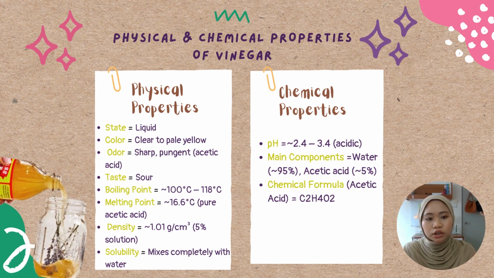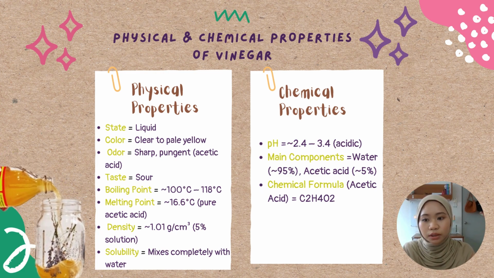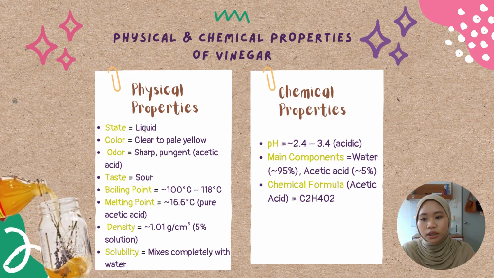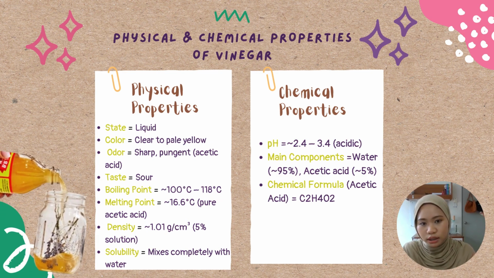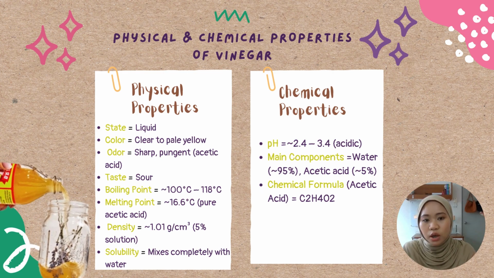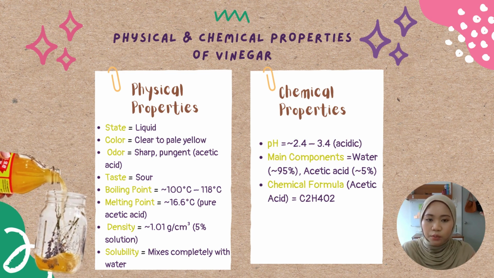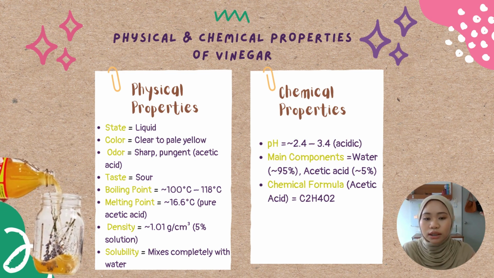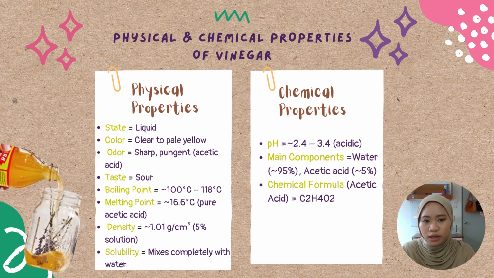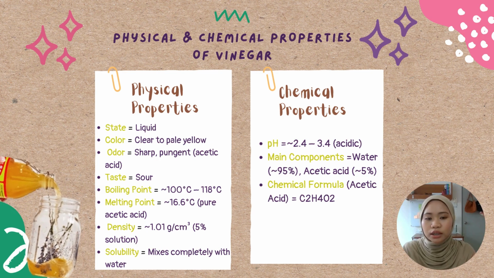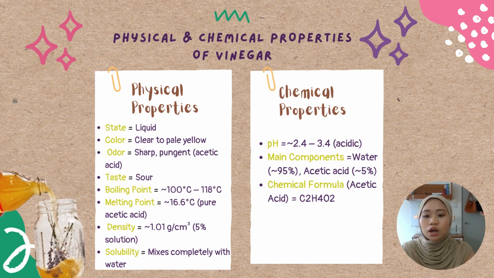Next, we're going to identify the chemical properties. The pH is 2.4 until 3.4, which is acidic, and the main components are water and acetic acid, which contain 95% of water and 5% of acetic acid. And lastly is the chemical formula. For acetic acid, it is C2H4O2.